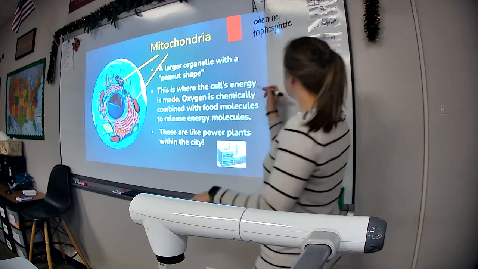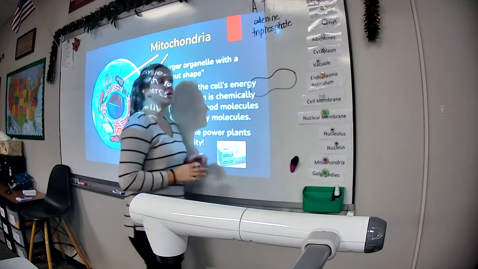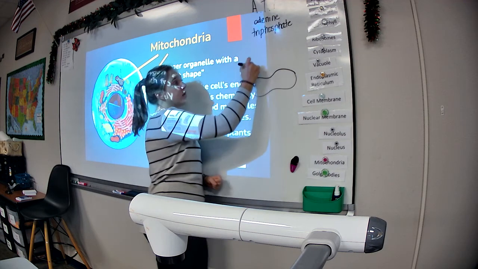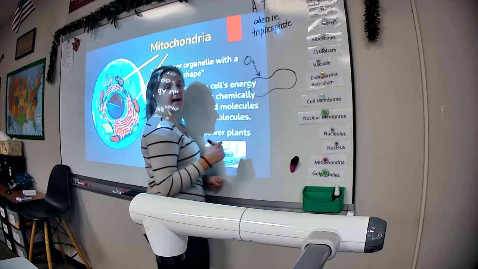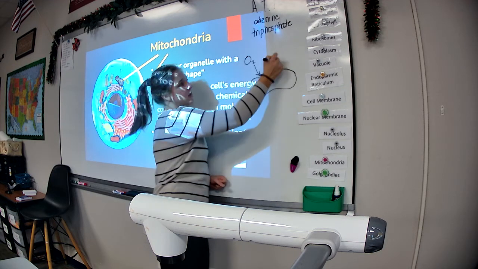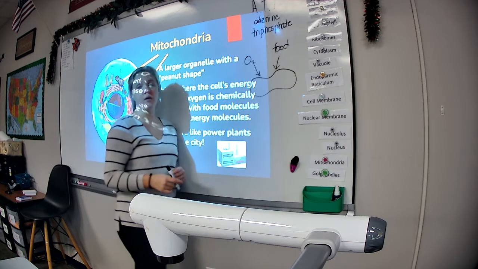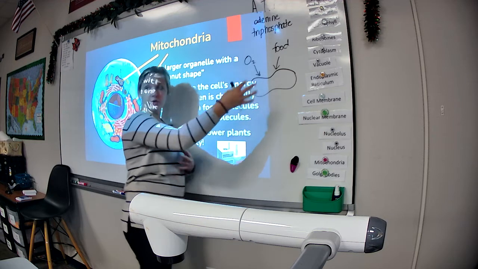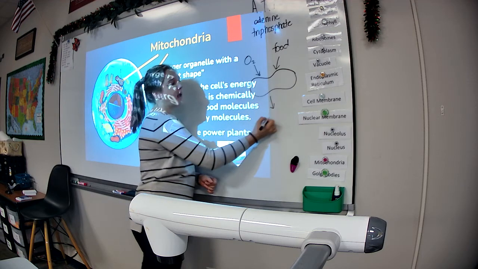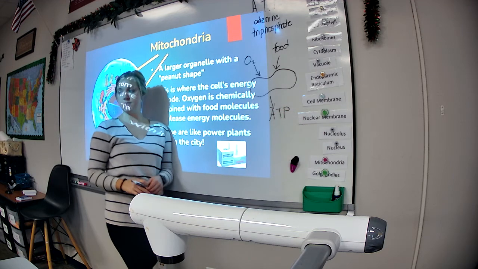So here's what happens with the mitochondria process. Here's the mitochondria organelle. What goes into the mitochondria is two things: oxygen gas, O2, as well as food molecules or nutrients. Those two things go into the mitochondria and are used in this process to create the ATP molecules. That's just kind of the process.